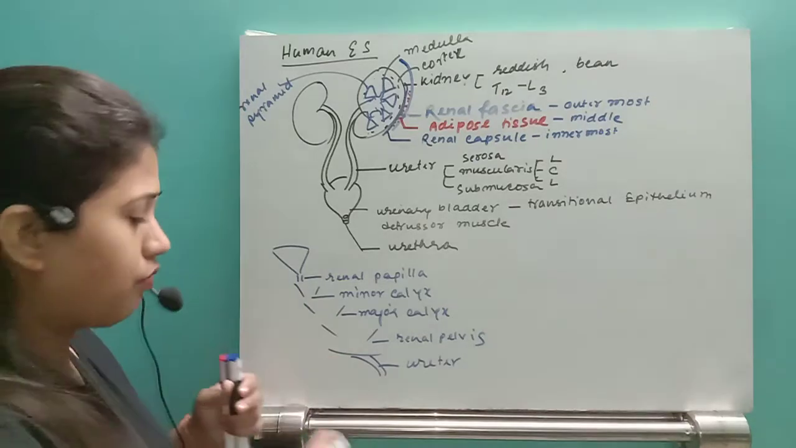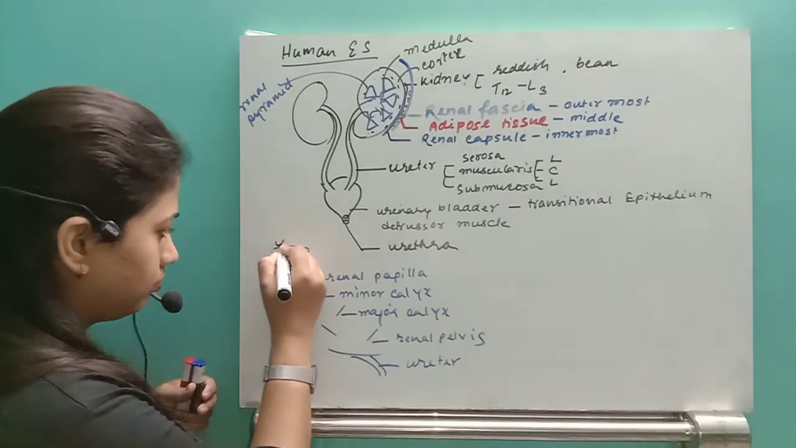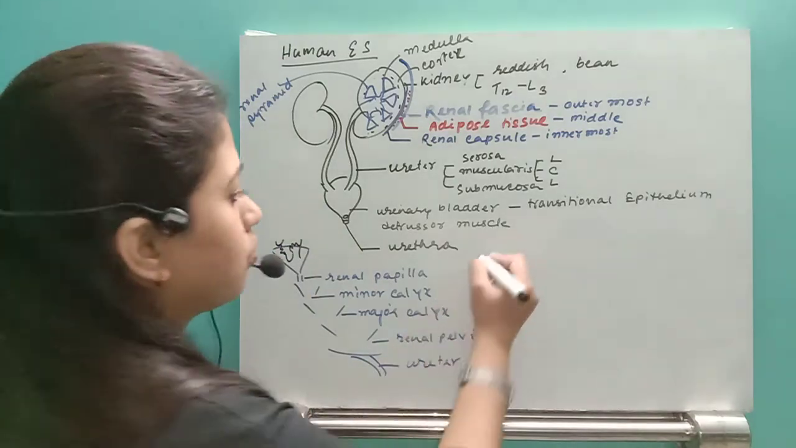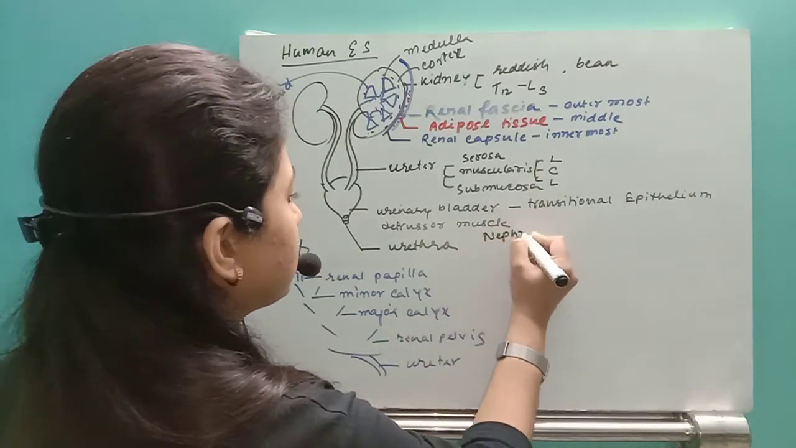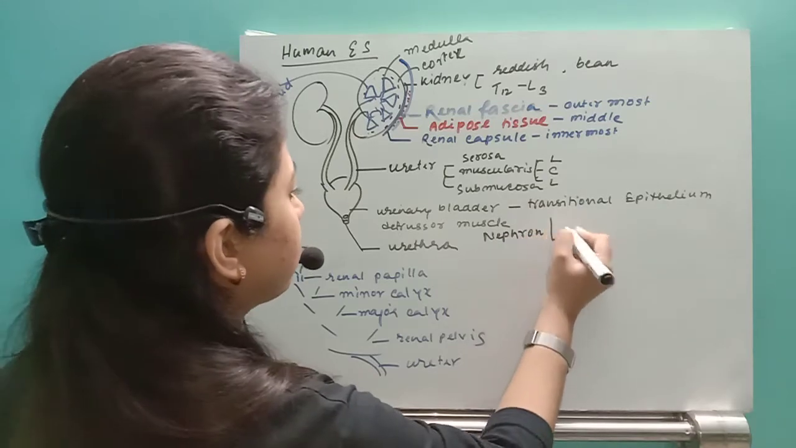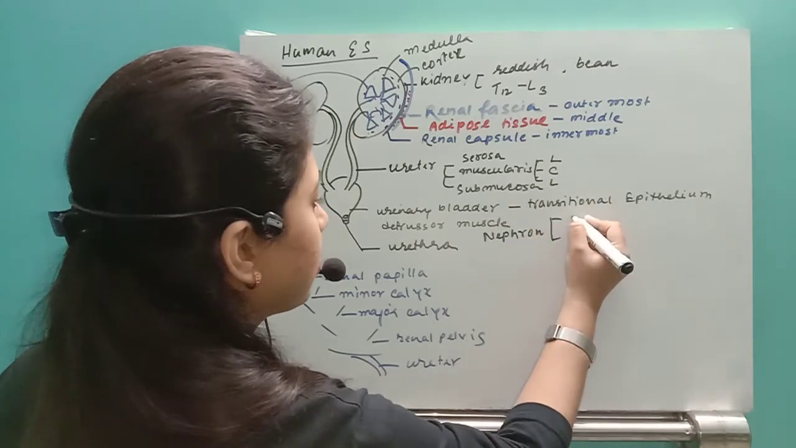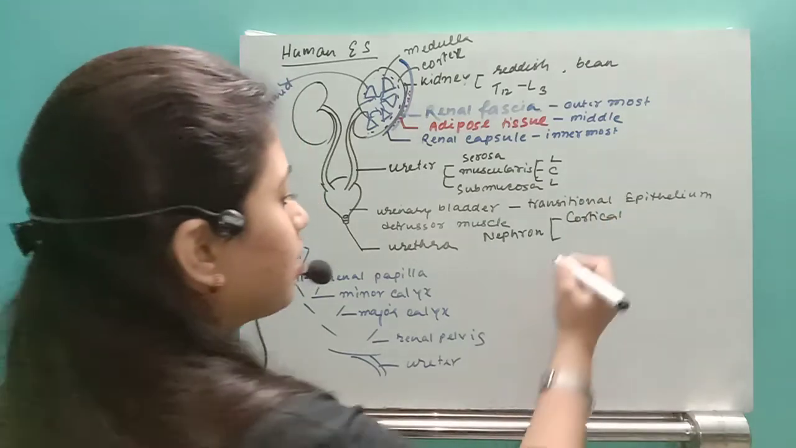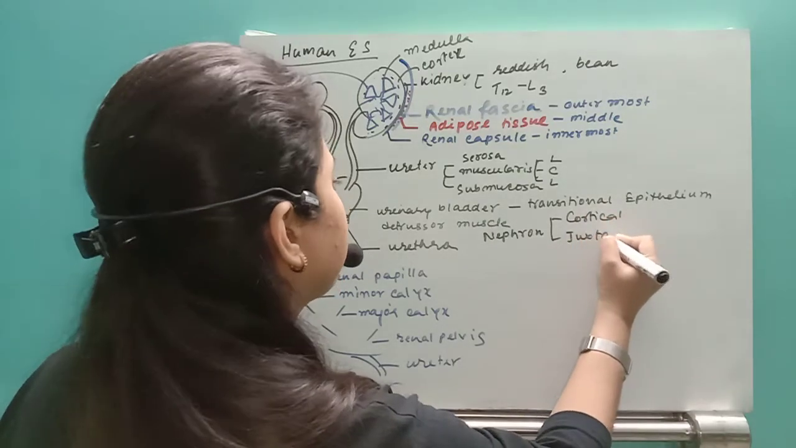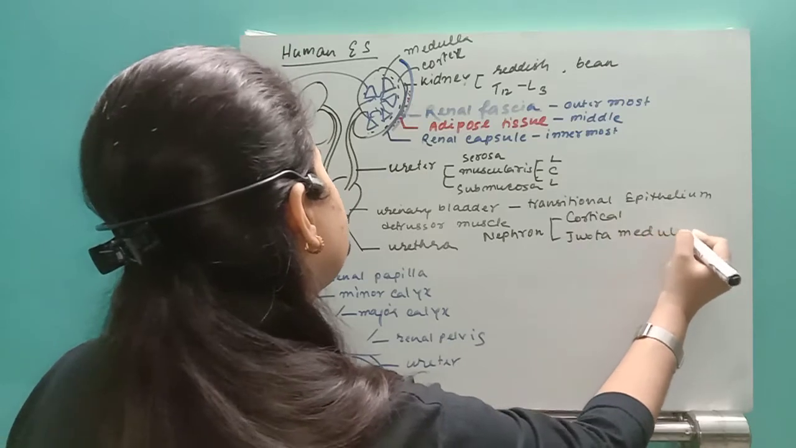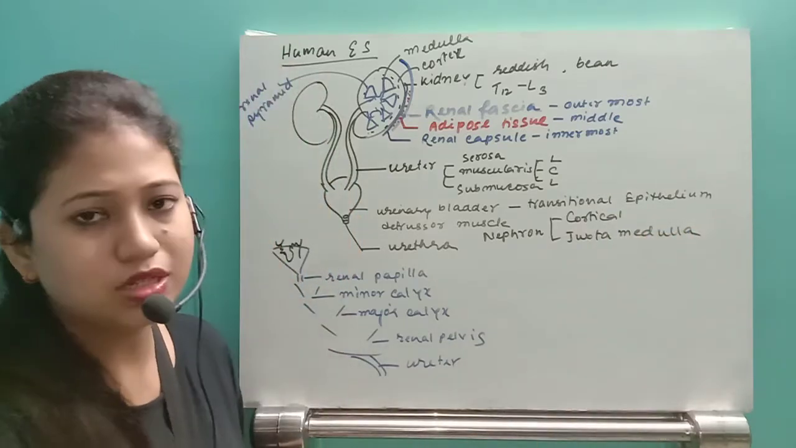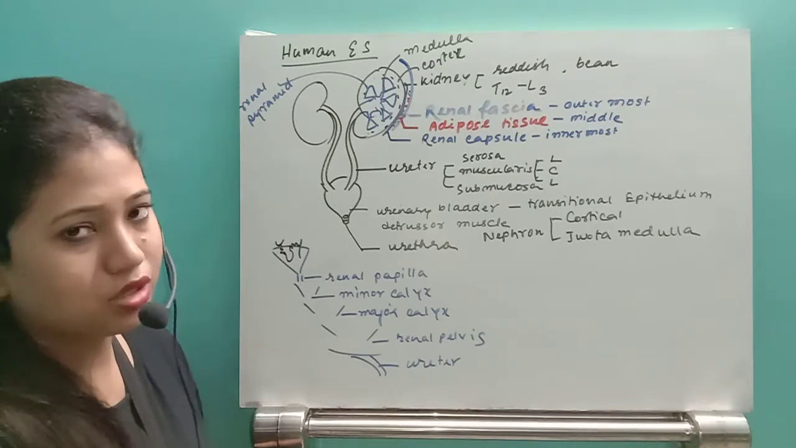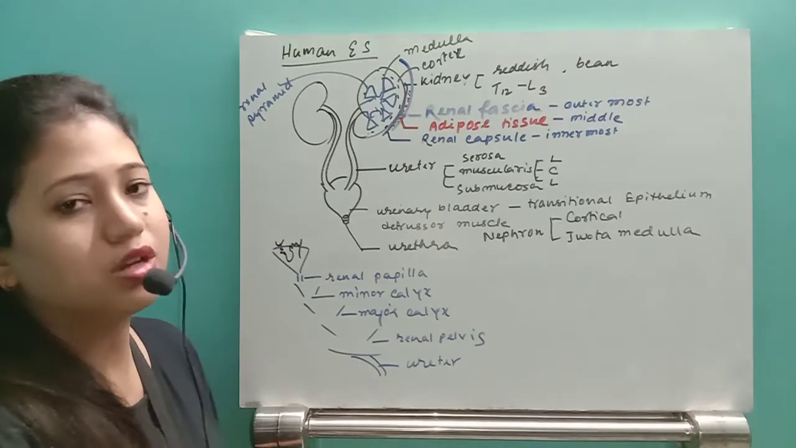Right, so after that we also need to know what we are going to have here: the unit of excretion, that will be called a nephron. If you see, this nephron is going to be of two types. One is called the cortical nephron because it is present in the cortex region, and another is called the juxtamedullary nephron. Juxta means near, so near the medulla it is going to have another type of nephron, called the juxtamedullary nephron.